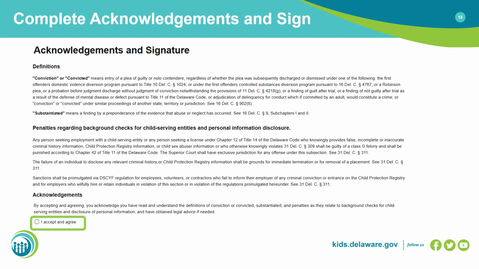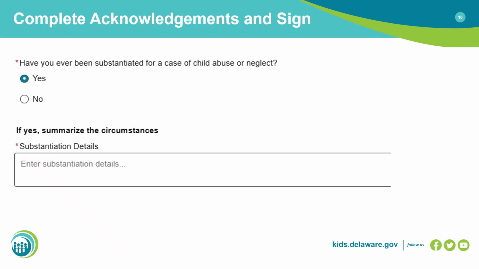Review the definitions of conviction or convicted, substantiated, and the penalties regarding background checks for child-serving entities and personal information disclosure. Click I accept and agree to acknowledge you have read and understand the information and have obtained legal advice if needed. Respond to the question, have you ever been substantiated for a case of child abuse and neglect? If you select yes, summarize the circumstances.